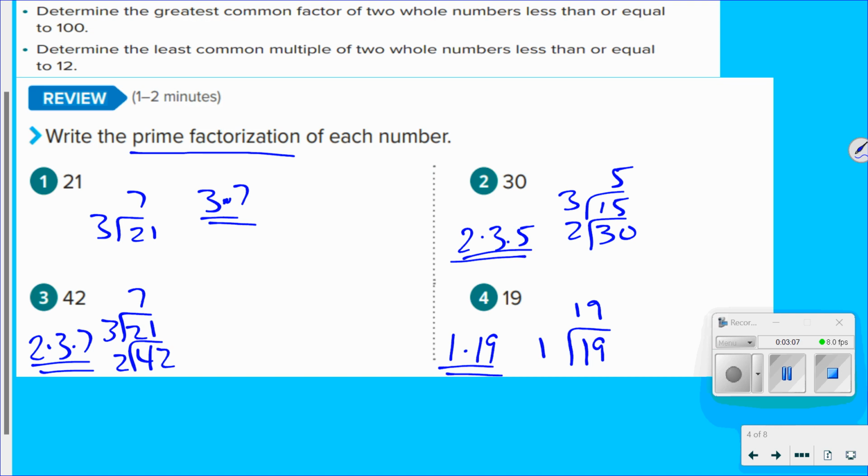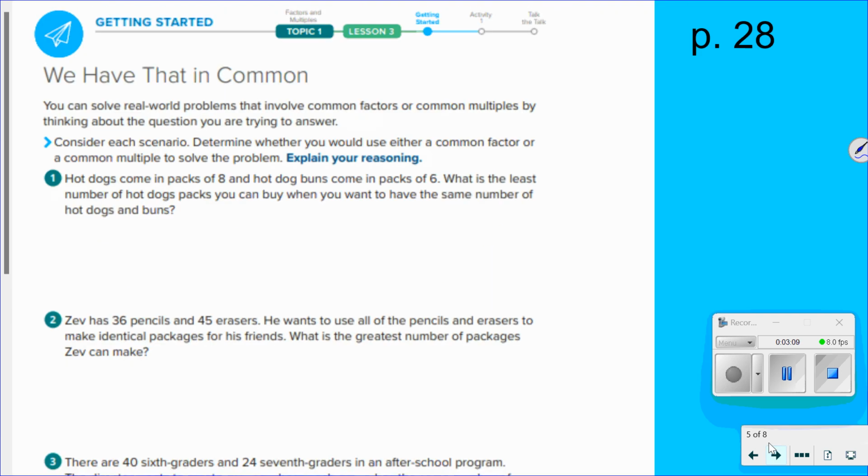Okay. Let's turn the page. Go to page 28. Ow. Sammy. Hitting me in front of everybody.